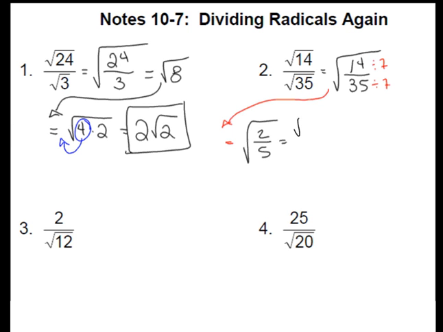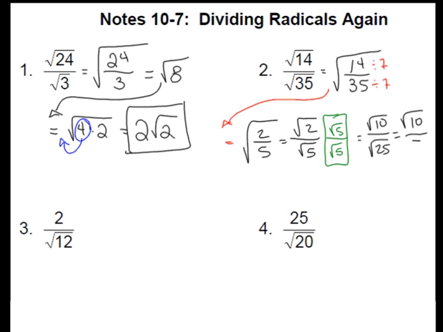Now I want to go back and separate them. So square root of 2 over square root of 5. And here's where I put my magic 1 in. My magic 1 in this case is going to be the square root of 5 over the square root of 5. When I multiply across, I have the square root of 10 over the square root of 25. So my final answer would be the square root of 10 over 5.